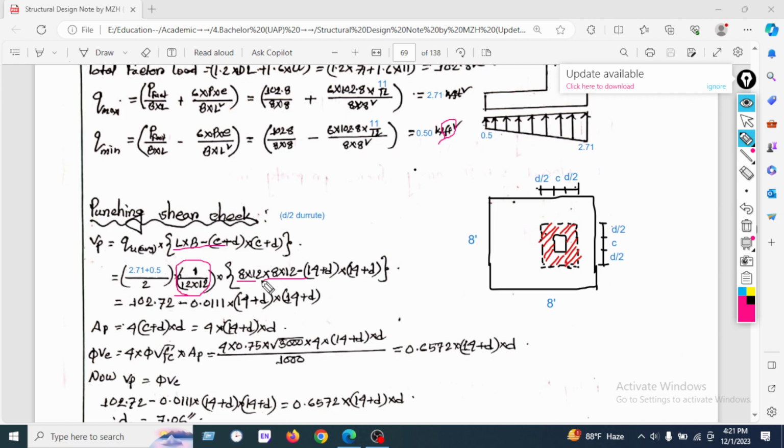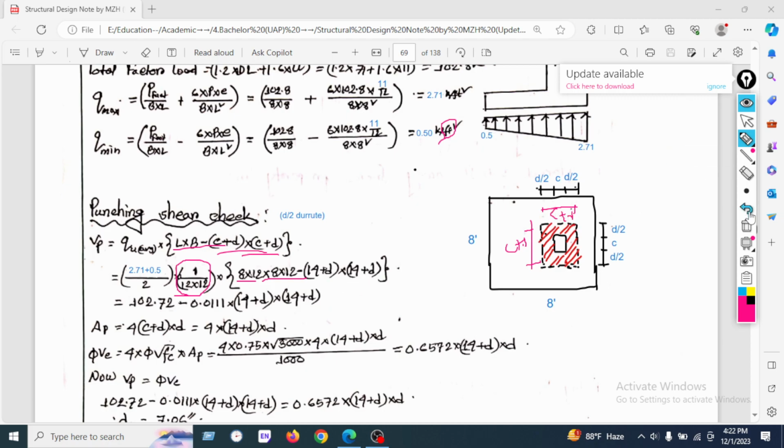You need to convert it in inches. And C plus D we have shown here. The length along the x-axis is C plus D. Here is C plus D, and in the same way along the y-axis it is C plus D. We have already shown the punching shear will occur at d by 2 distance. That's why it is C plus d by 2 and d by 2, which totals C plus D.